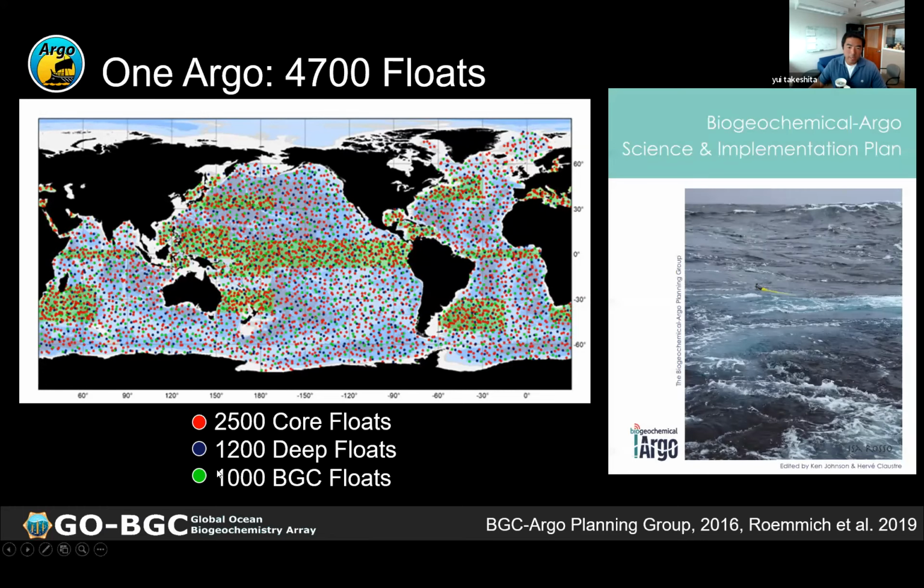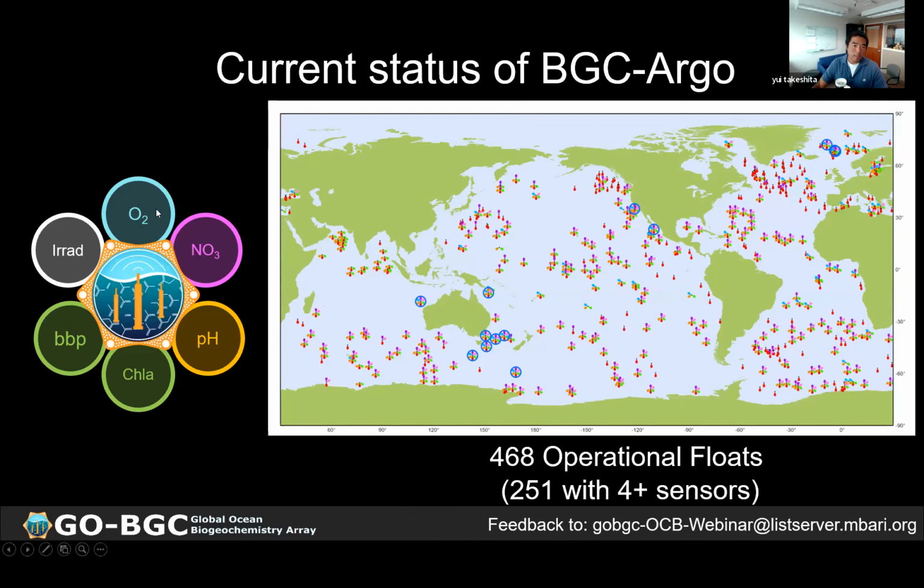The rationale for this 1,000 float array size was determined through a variety of OSSE and decorrelation length scale analyses. This rationale is outlined in the Biogeochemical Argo Science and Implementation Plan, which can be downloaded from the Biogeochemical Argo website. If you're interested in how this 1,000 float array was determined, I encourage you to take a look at this report.